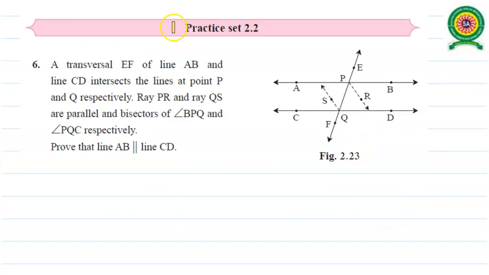Look at question number 6 from practice set 2.2. A transversal EF of line AB and line CD intersects the lines at points P and Q respectively.